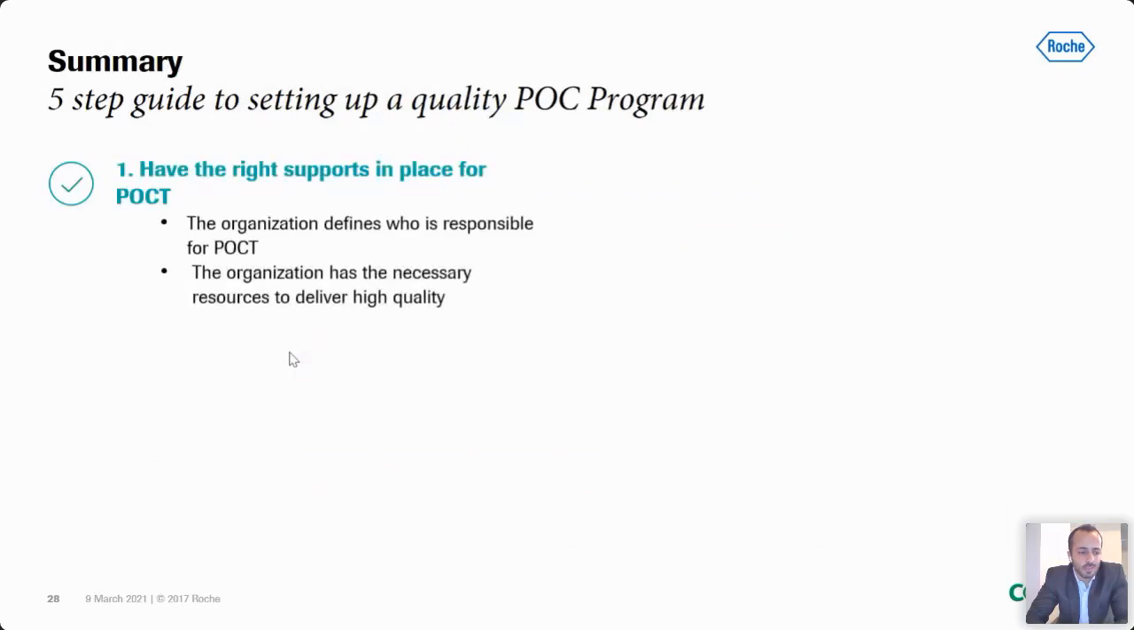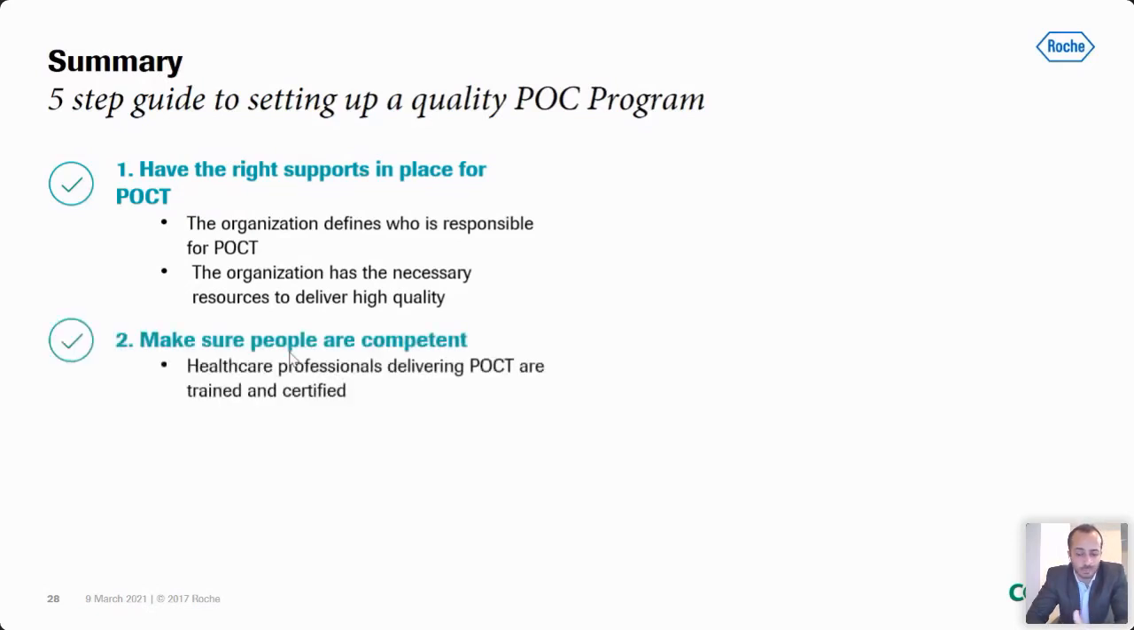So maybe as a summary, before we jump to the second topic, if we are looking at our guide for a quality point of care program: first of all, have the right supports in place for your point of care. The organization defines who is responsible for point of care. The organization has the necessary resources to deliver high quality for the point of care program.